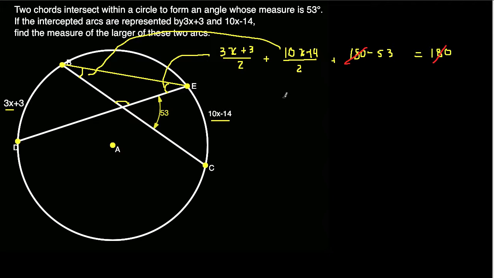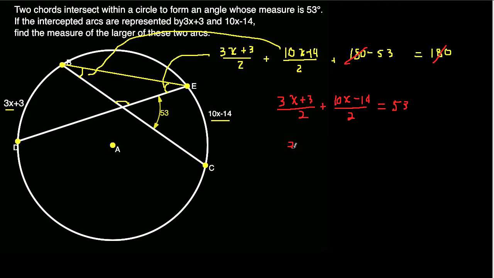So I have 3x plus 3 divided by 2 plus 10x minus 14 divided by 2. Add 53 to both sides means this equals 53. Now I'm going to multiply both sides of the equation by 2 to get rid of this denominator down here.